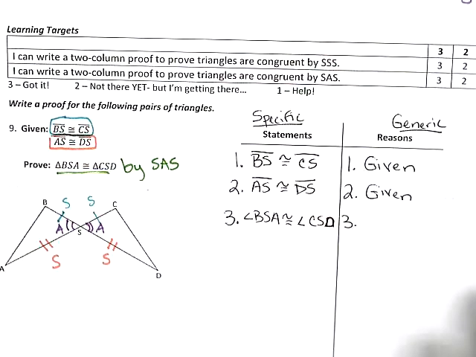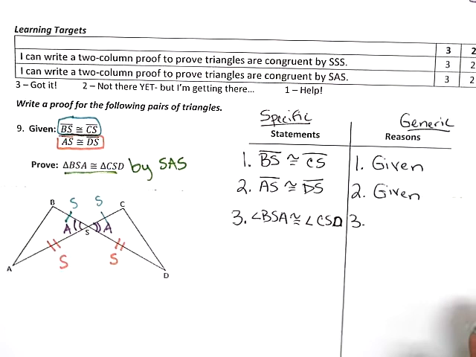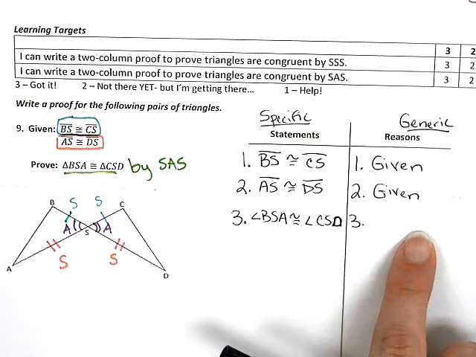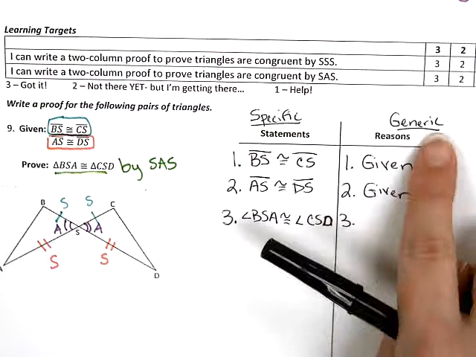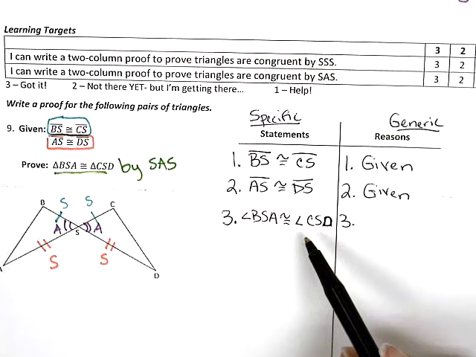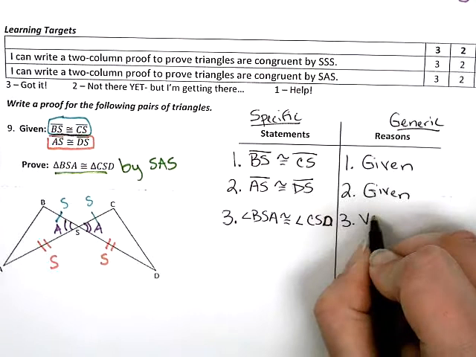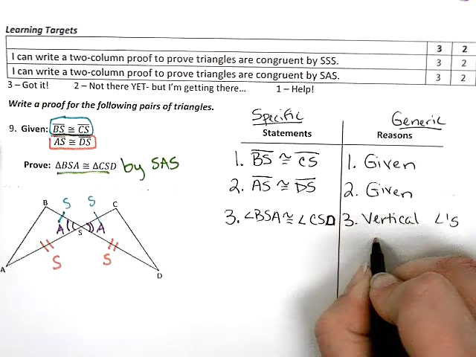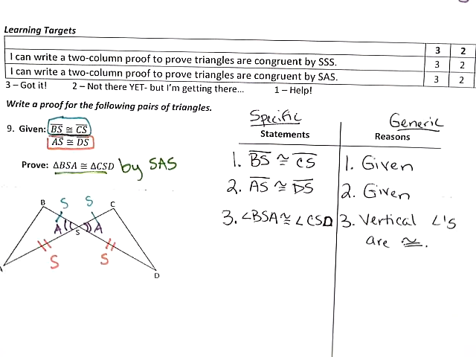Well, why were we able to mark that those two angles were congruent? Hopefully you guys are saying because they're vertical angles, Miss J. Well, we need to put it into nice words. We need to be able to say why exactly they're congruent to each other, and we want it to be generic. The reason is that vertical angles are always congruent. So our reason is just vertical angles are congruent. Very generic, very to the point.